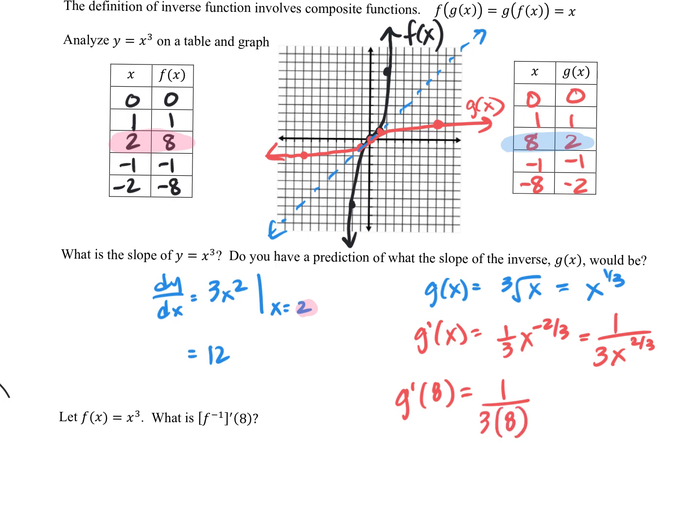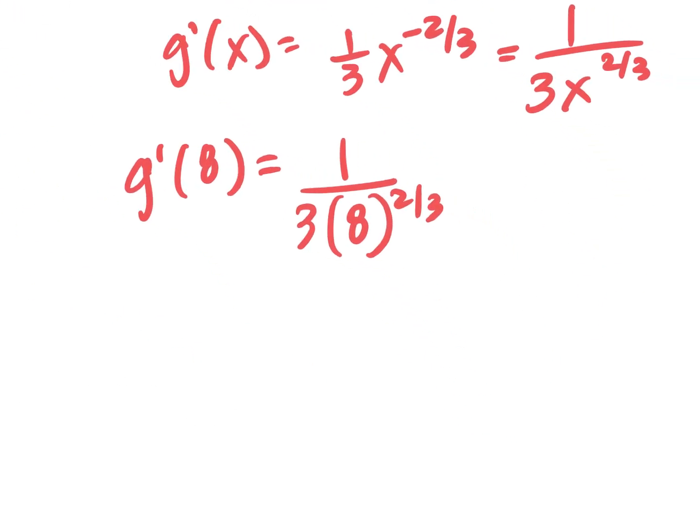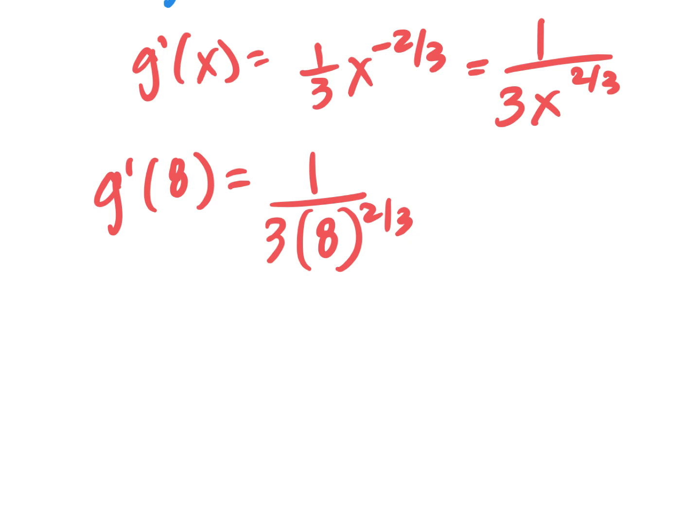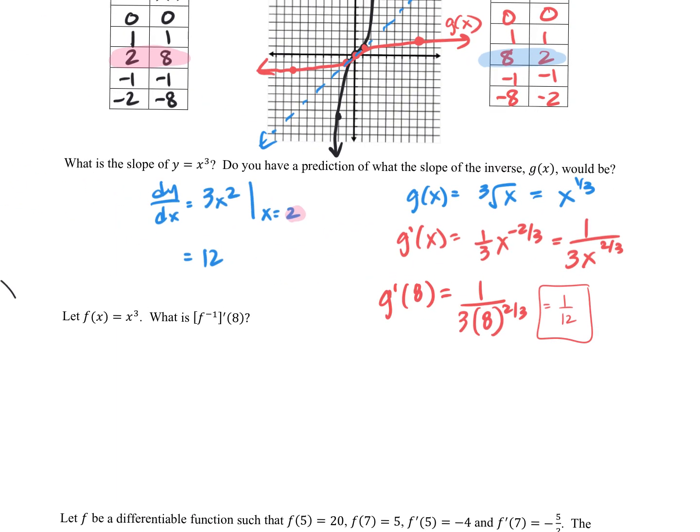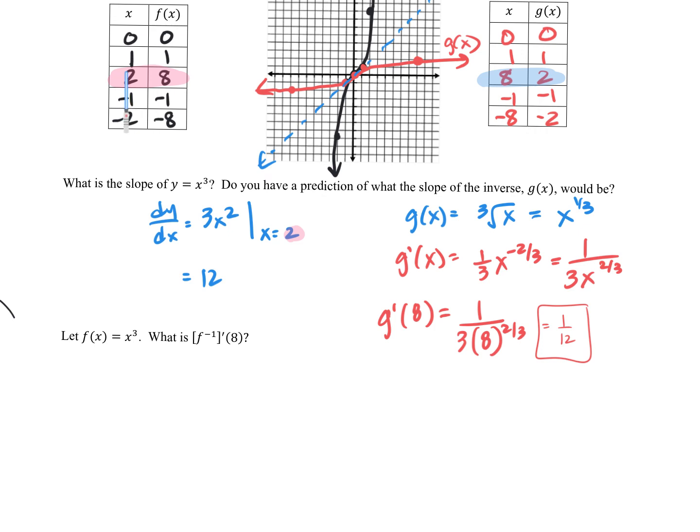We got this. How the heck do we handle 8 to the 2/3 power? Power over root. Power over root. What is the cube root of 8? 2, squared is 4, times 3. Boom. Greer, you predicted 1/12, and there we are. The hardest part, in my opinion, is saying, oh, f prime of 2 got me 12, so g prime of 8 is going to get me 1/12. To me, that's the hardest part.